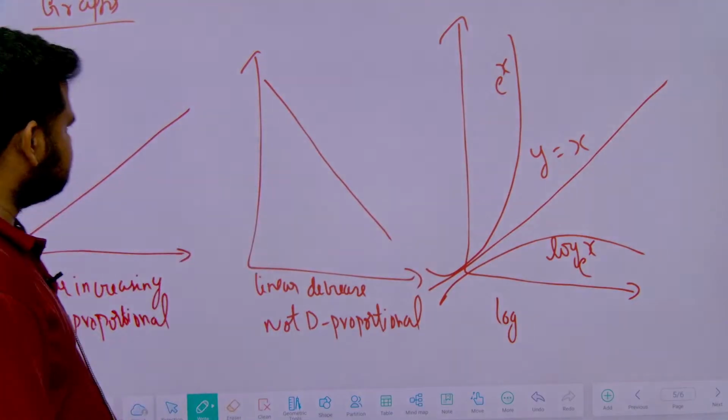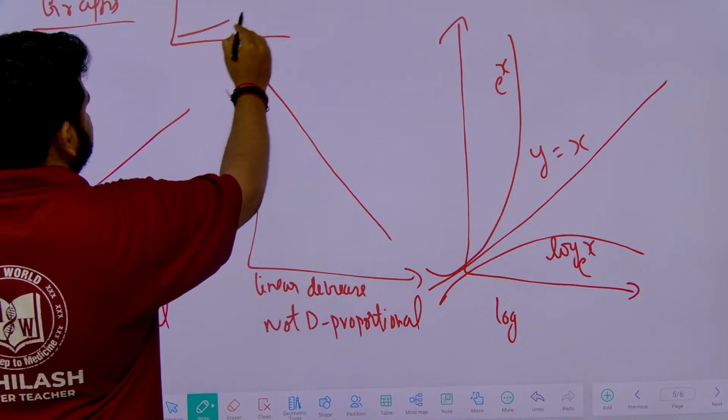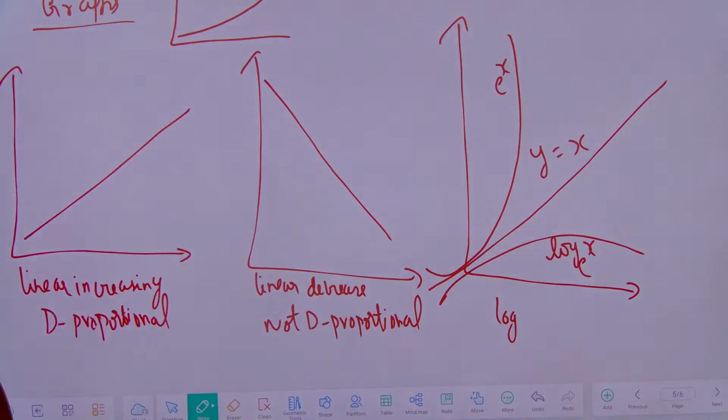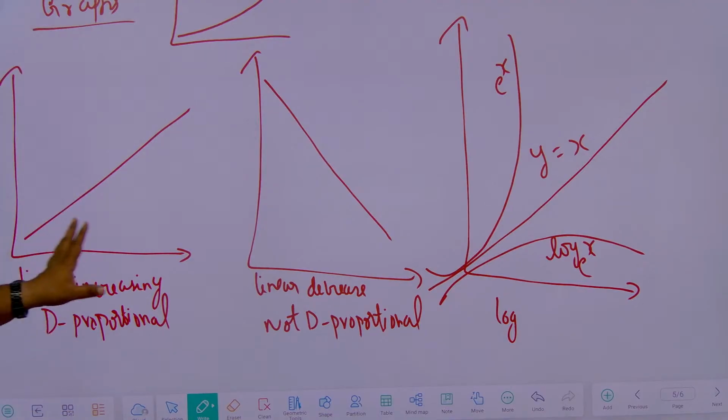Suppose you see some graph like this, there is an increase but not a linear increase. You cannot say exponential increase also. Exponential increase means it has to go so much higher. Make a note of these graphs. You have to interpret the graphs, that's why. So the logarithmic graph will come like this.